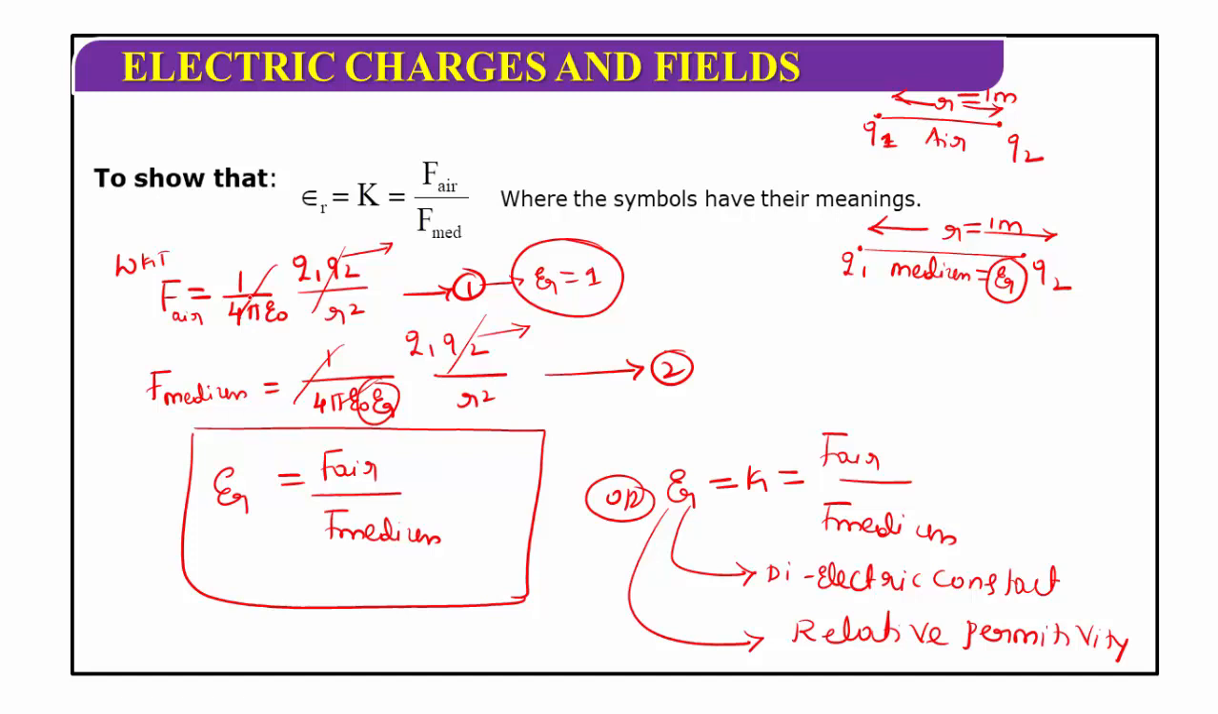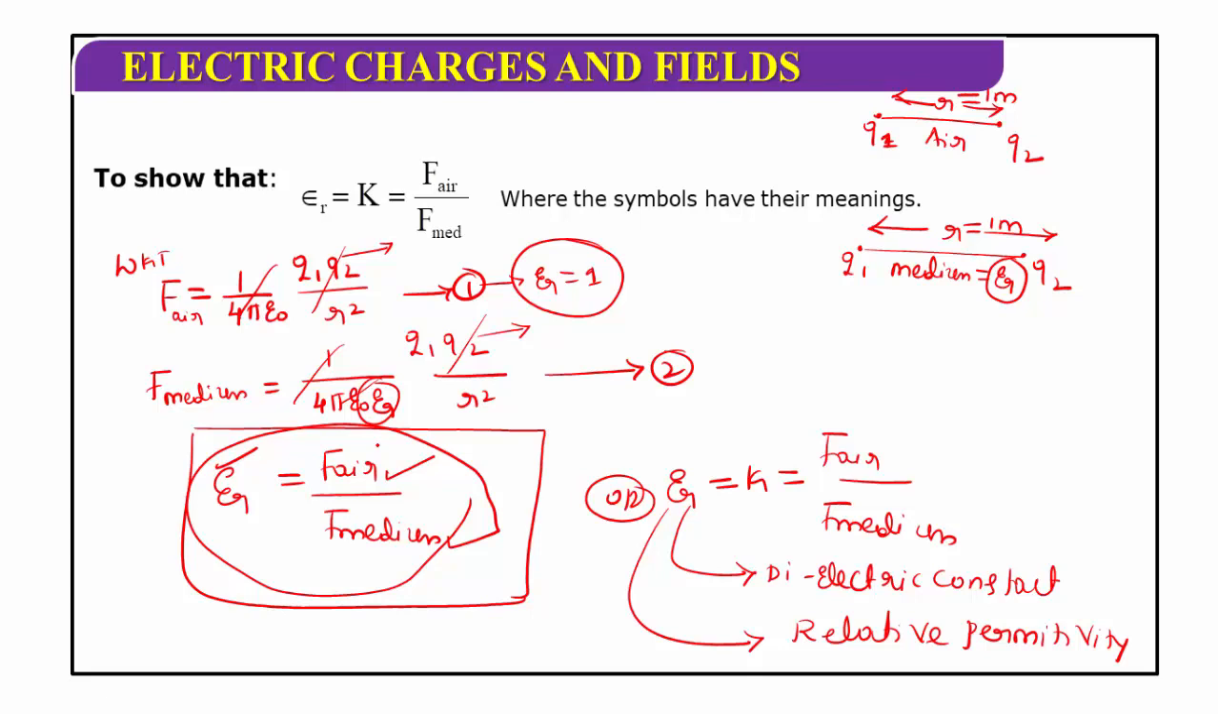Therefore, when we divide equation 1 by 2, the ratio of the force between the two charges in air to the force between the two point charges in the medium is called the relative permittivity. The relative permittivity of a medium is defined as the ratio of the electrostatic force between two point charges separated by a distance in air or vacuum to that between the same two charges separated by the same distance in a medium.